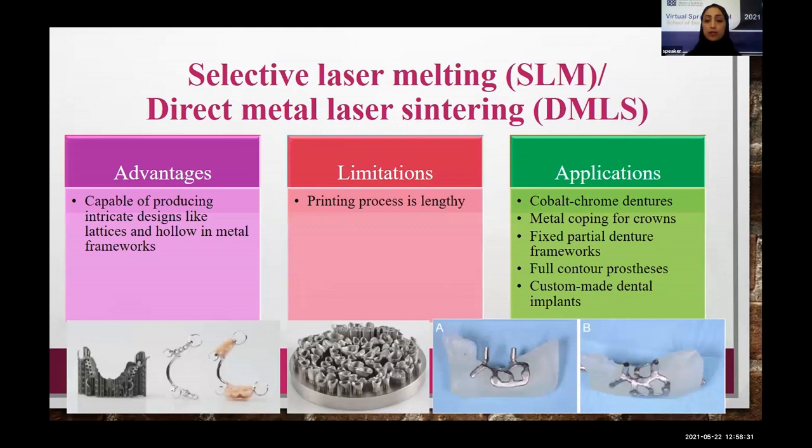SLM printing process is lengthy. However, the final products are intricate, and lattices and hollows can be easily fabricated by this technique, which is ideal for cobalt chrome dentures, metal copings, for crowns, fixed partial dentures, full contour prostheses, and custom-made dental implants.